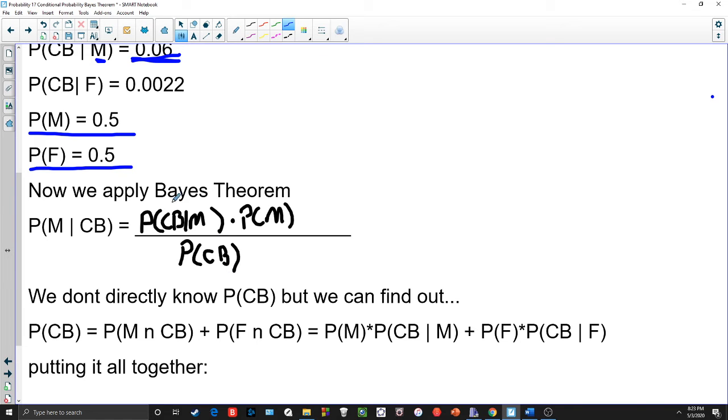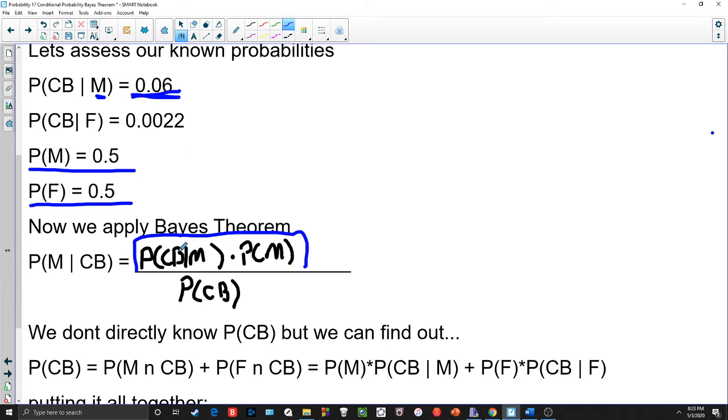Now, once again, we know all this stuff here for the most part. We know that the chance that you're colorblind given that you're a male is 6%. We know the chance that you're a male is 50%, but we don't know this bottom piece. And that's where we break it down. What's the general overall chance that somebody's colorblind in the population? If I pick just somebody at random, male or female, I don't care, what's the chance that you're colorblind?